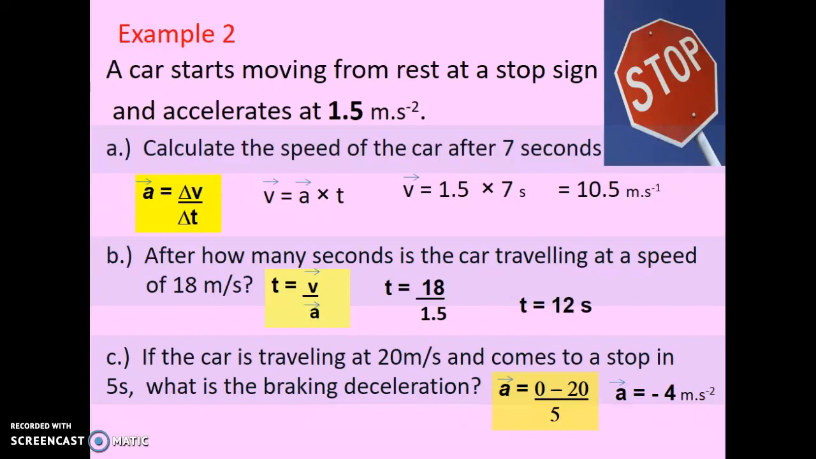So remember, a negative value like that shows that an object has slowed down. So the change in speed is negative, and therefore so is the acceleration. So we use words like deceleration or retardation, which also describe negative acceleration.